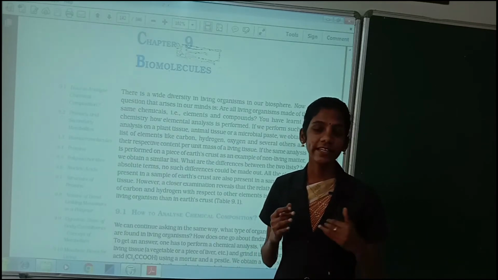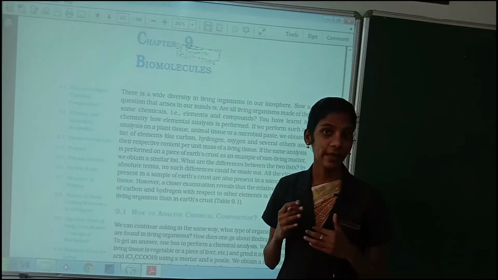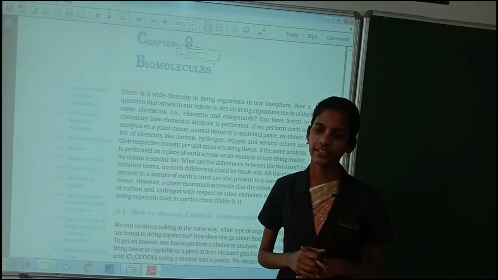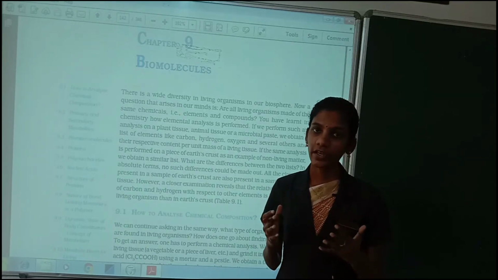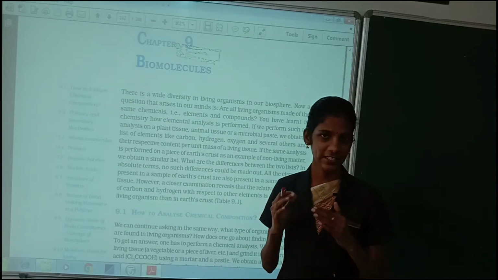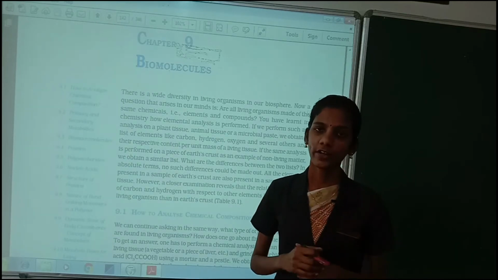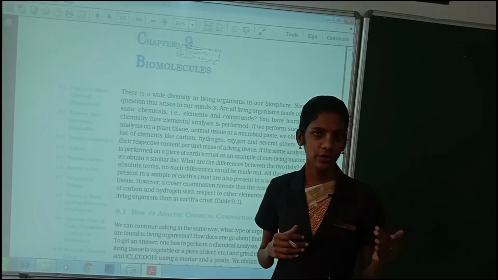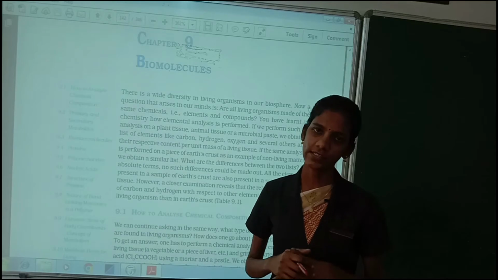You might have studied a technique in chemistry, that is elemental analysis, in the higher classes, isn't it? In that method, we can find out the composition of every living organism. That means it is easy to find out the composition of a living organism. Here, we can find out the elements present in an organism with the help of elemental analysis.